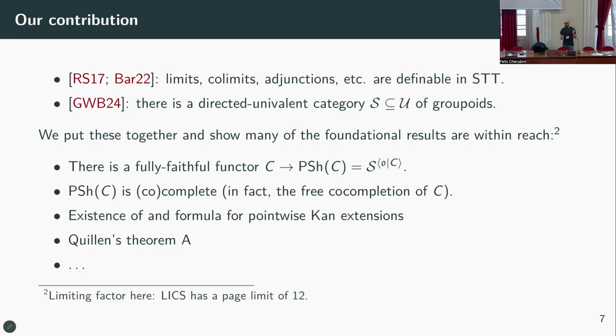And with these two things to hand, we can actually start to develop the basic theory of category theory. So we can get the Yoneda embedding, we can derive that free sheaves are cocomplete and complete and have the expected universal property as a free cocompletion. And we can formulate and prove the existence of Kan extensions and prove Quillen's Theorem A and a bunch of other stuff. I'm going to be honest, this talk and this paper doesn't really stop where we ran out of things to say. It stops where we ran out of space in our LICS submission. So this is sort of enforced by the page limit in that way.